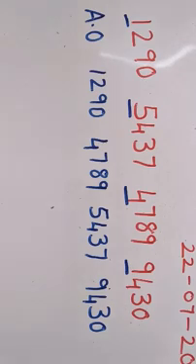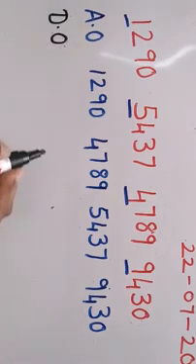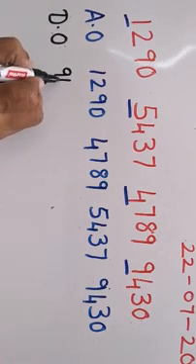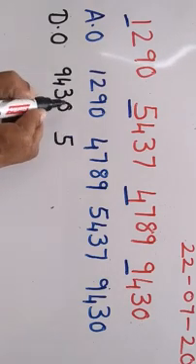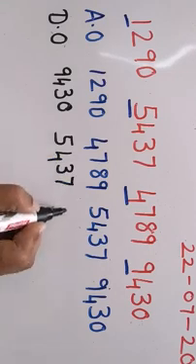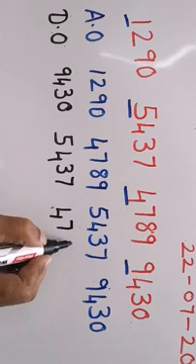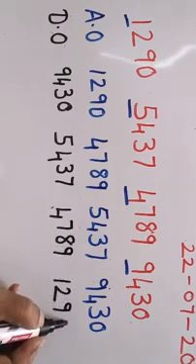Now children, what I told you is descending order is what, children? From the greatest to the smallest. So this descending order is easy. Descending order you will start from here. So 9430, 5437, 4789 and finally 1290.